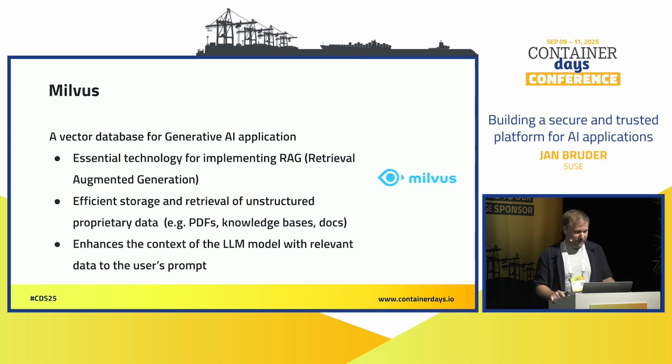And then we have Milvus, which is a vector database, and this is essential if you want to do RAG, because you need some way of storing and then easily retrieving this kind of unstructured data, right? Typically, the data that you want to feed into the LLM context are massive amounts of PDF files, or maybe some wiki knowledge base articles. And a vector database is a very efficient way to do this kind of storage and retrieval.